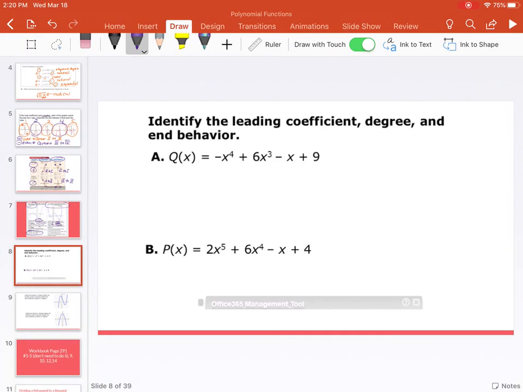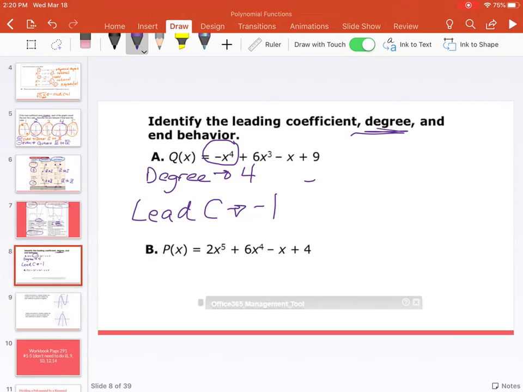First off, what would be the leading coefficient here? So I'm actually going to start with the degree. For the degree of my first equation, I'm looking for the highest exponent, and there it is. So it's going to be 4. For the leading coefficient, I'm going to write LC. It's going to be the number in front of whichever term has the highest exponent. So that would be this term right here. My leading coefficient is going to be -1.